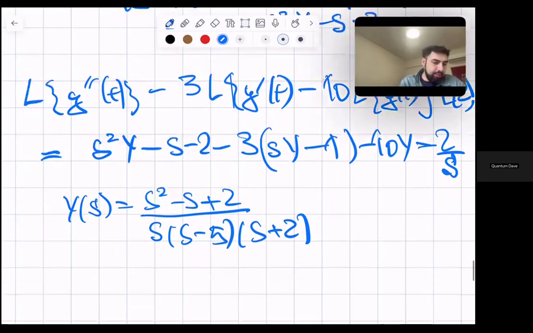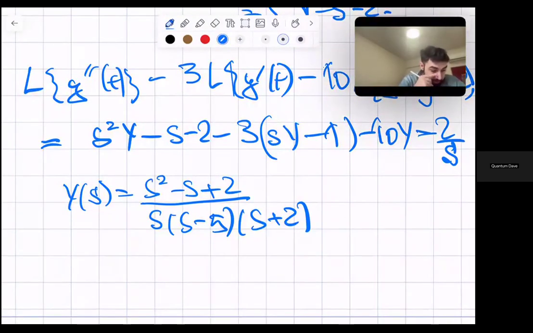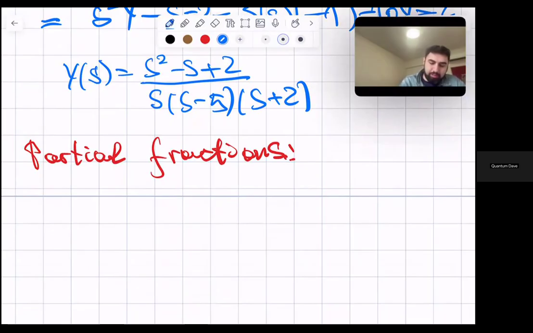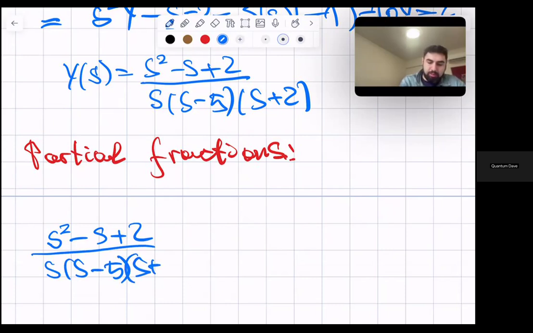And now something very important comes into play, and it is called partial fractions. Partial fractions. Okay. So partial fractions is kind of saying that this expression, which at this moment looks scary, can be simplified further using the following ansatz.